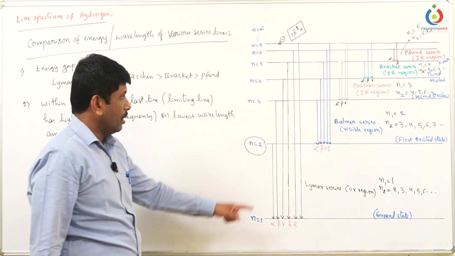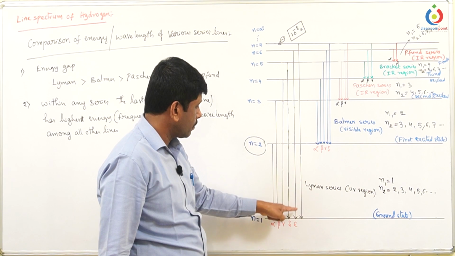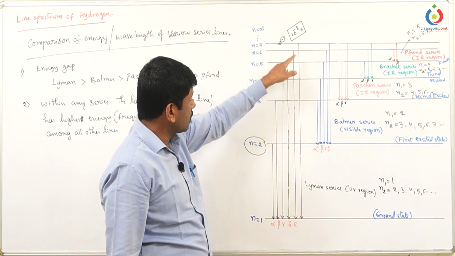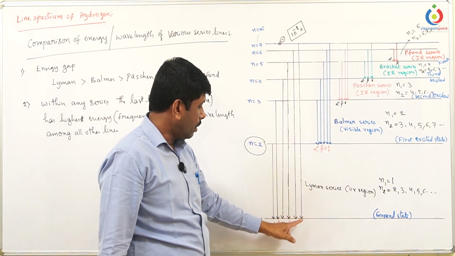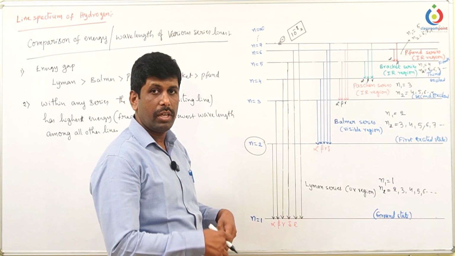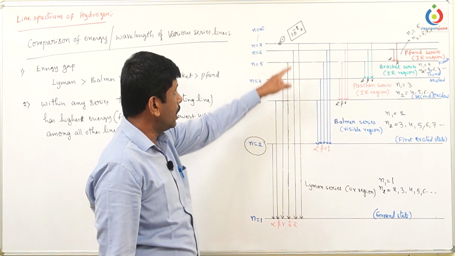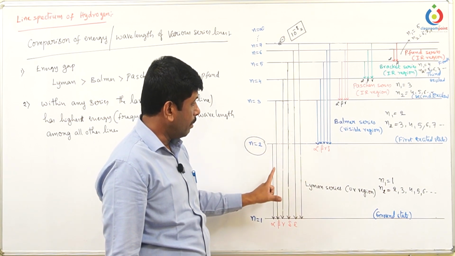So that means this line carries more energy because the energy gap is more. So obviously, when an electron comes from any one of the infinite energy levels to the ground energy level, since it went to the higher energy state, while coming back it will also release more energy. That's why the last line will have the highest energy in this Lyman series.